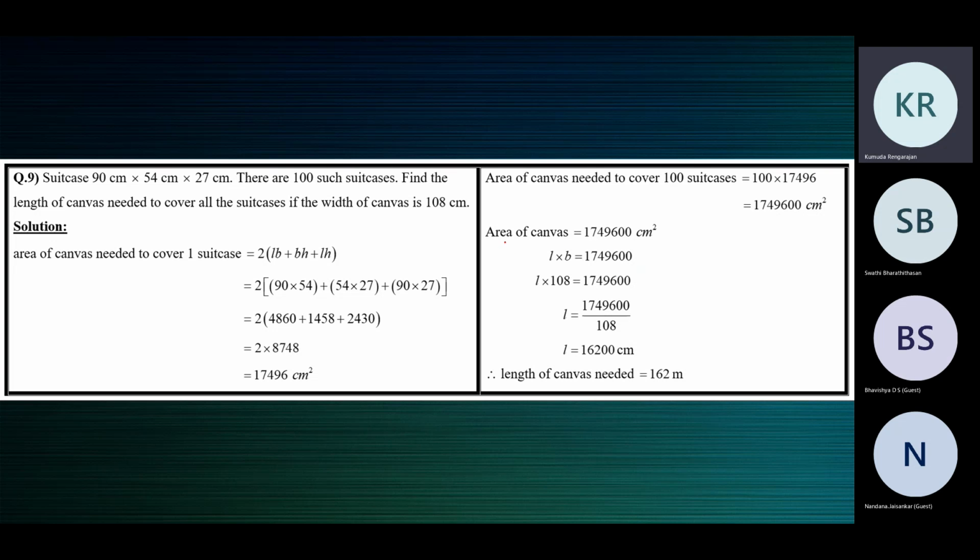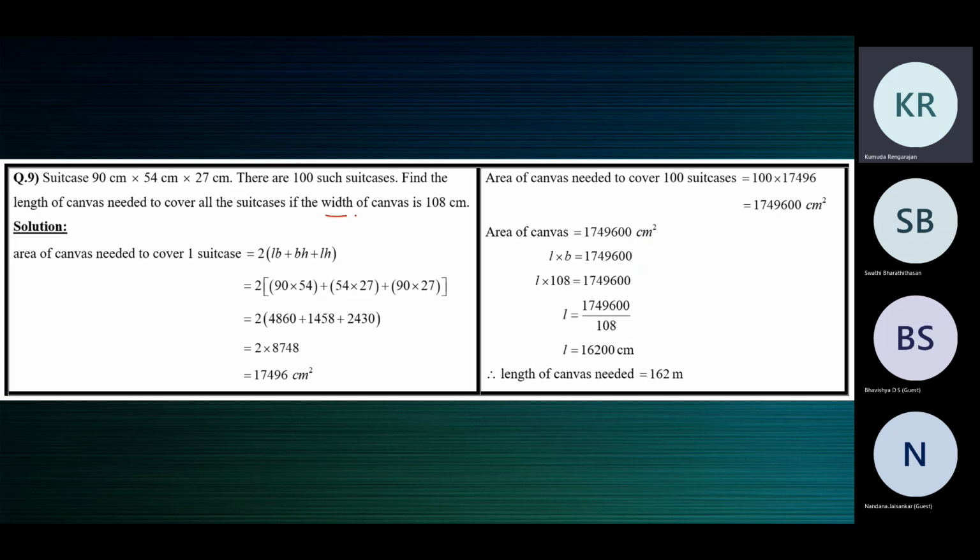So when you buy canvas from the market, if you want so much area of canvas, when you buy it, it will be a rectangular piece. So that means L into B, length of the canvas into the breadth of the canvas should be equal to 17 lakhs 49,600. Now length we don't know, but the breadth of the canvas is given in the question.